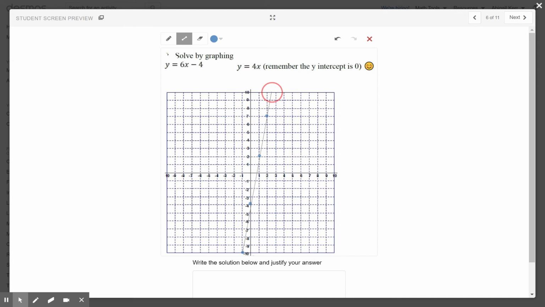I know that it's still a little tricky, but do the best you can. Now I give you the hint that the y-intercept is 0, and then we're going to go up 4, right 1. Wow, we're very close to that blue line, but we're not there yet. Go up 4, right 1. There's the intersection point. So they're very close together.